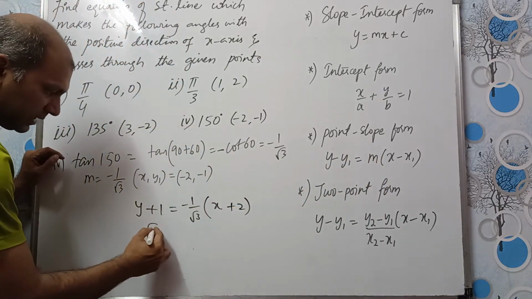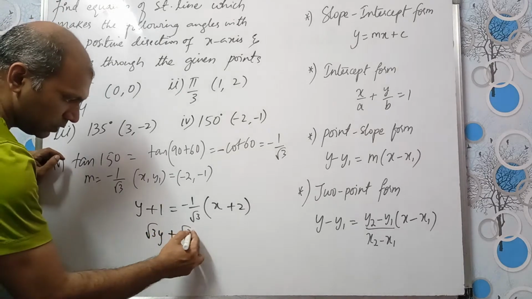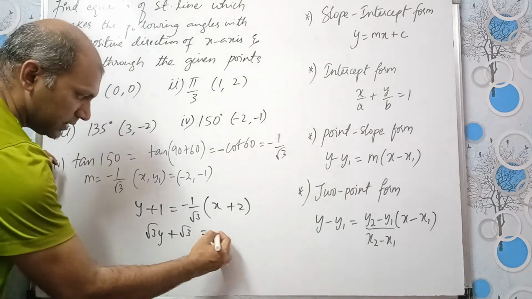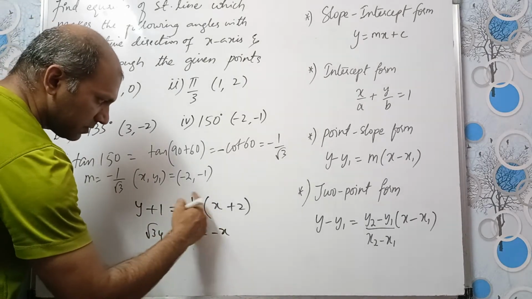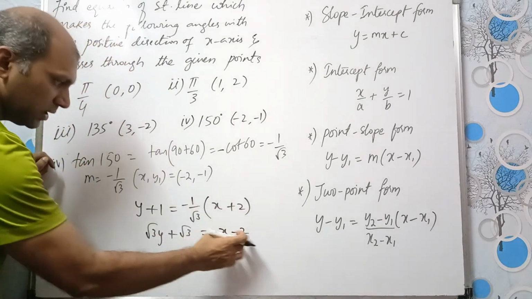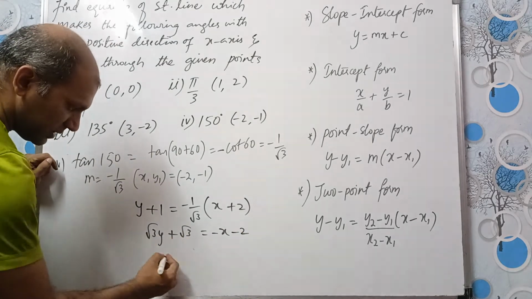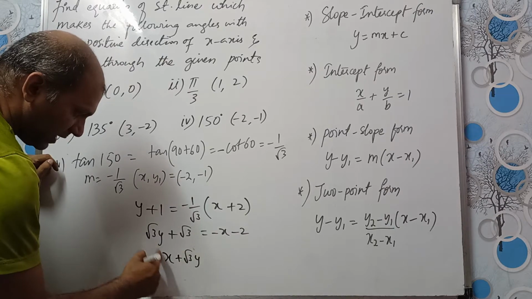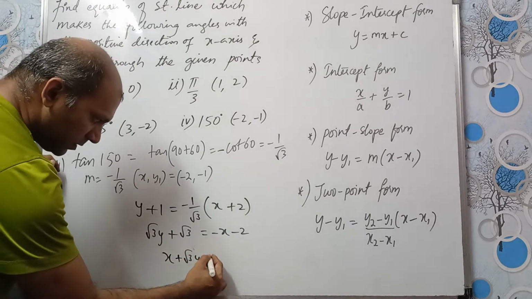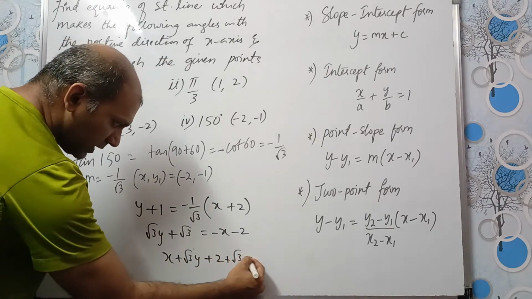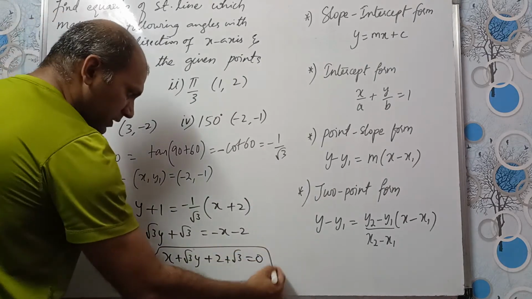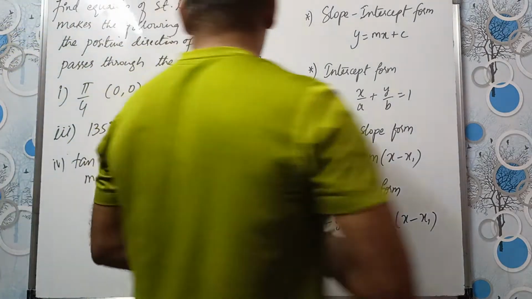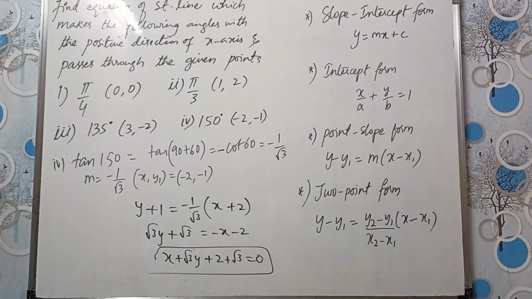Root 3 you send this side, it will be root 3y plus root 3. We are multiplying root 3 with y and 1 is equal to minus 1 into x is minus 1 into 2 is minus 2. If you send this x into this side, they will become positive x. We have x plus root 3y plus 2 plus root 3 is equal to 0. So this is the equation. Okay. I hope this problem is clear. Okay, we'll do the other problems now.